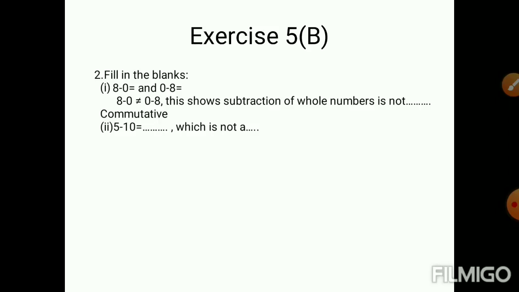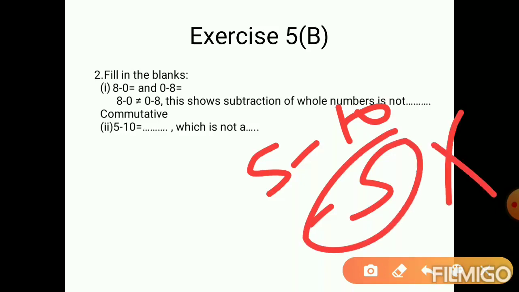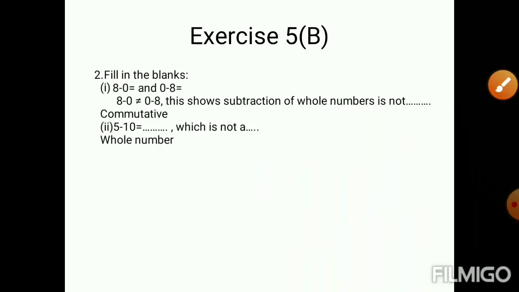Now 5 minus 10 equals minus 5, which is not a whole number. So we will write here, not a whole number. And subtraction of whole numbers is not closed. So we will write here, subtraction of whole numbers is not closed. It does not satisfy the closure property.